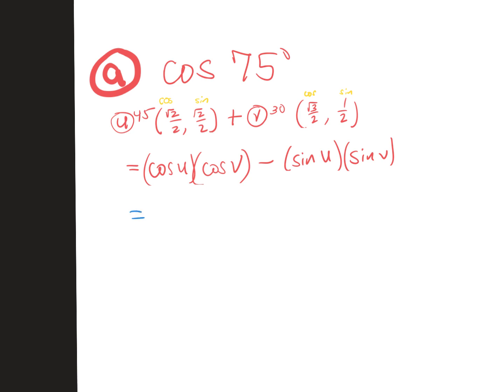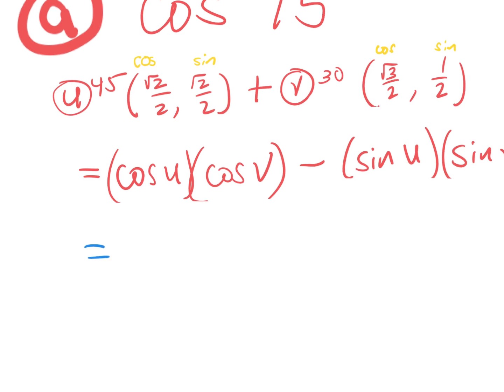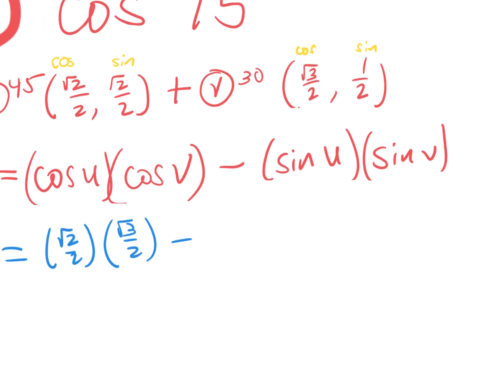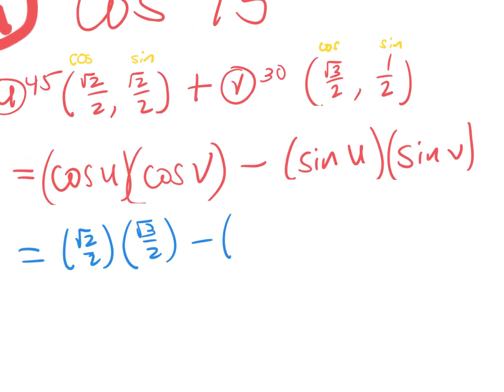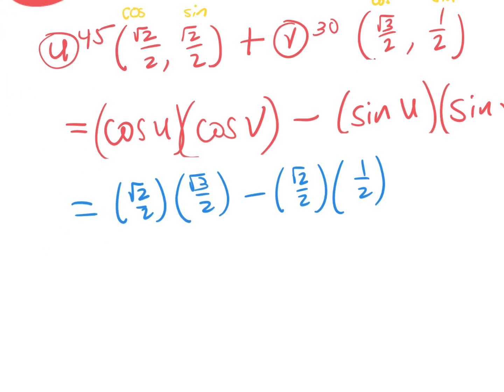If I look at my first angle, u, right? What is the cosine of u? Square root of 2 over 2, okay. Times, what's the cosine of v? Square root of 3 over 2, okay. Minus, what is the sine of u? Square root of 2 over 2 times the sine of v. 1/2, okay. All we did was take from our ordered pairs, plugged in the cosine where it went, the sine where it went. Everybody agree? Okay, now we're going to simplify.